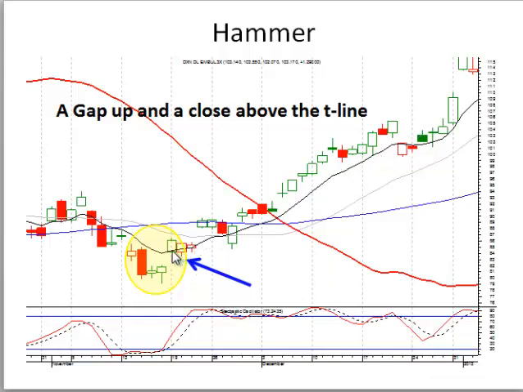The worst case scenario is you've got simple parameters. If you see a hammer signal in an oversold condition followed by a gap up and trading above the T line, your stop loss is very simple. You don't want to see it come back down below the T line. So if you have the probabilities of heading higher and a place to set your stop losses so you're not going to have a huge loss if you get into a position, that allows you to pull the trigger a lot faster.